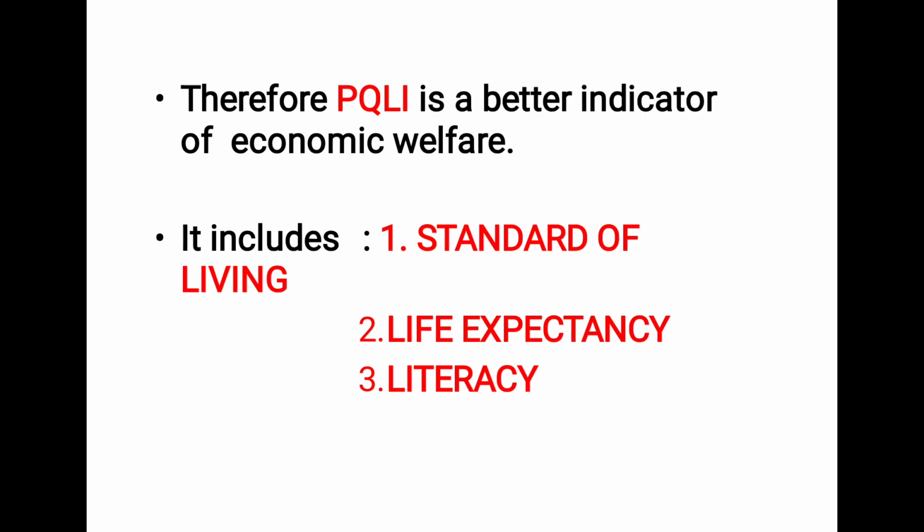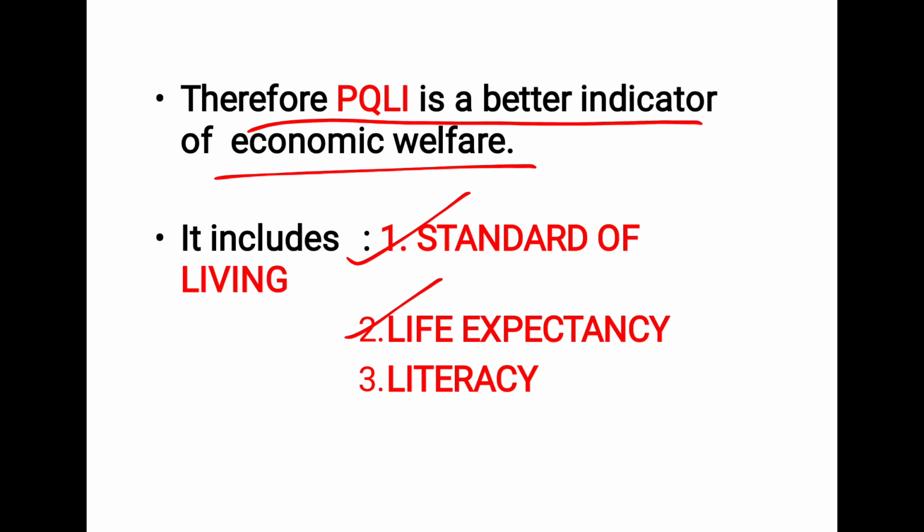So therefore we can say PQLI is a better indicator of economic welfare. So it says you should have a good living standard, you should have life expectancy and literacy. So PQLI focuses its attention on the living standard of the people. What is their standard of living? What is their income? If their income is naturally going to be high, their standard of living is also going to be very high. Next is life expectancy.